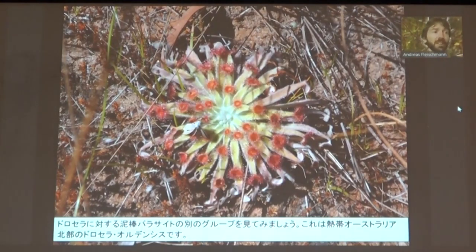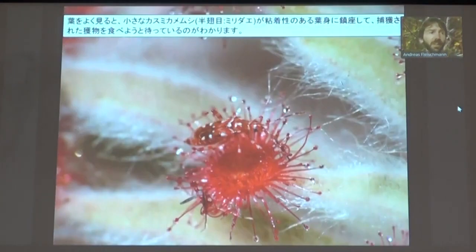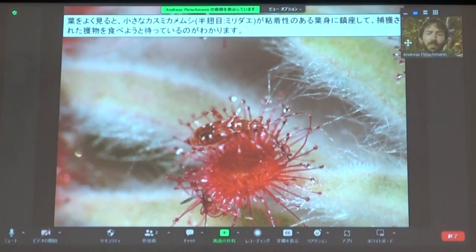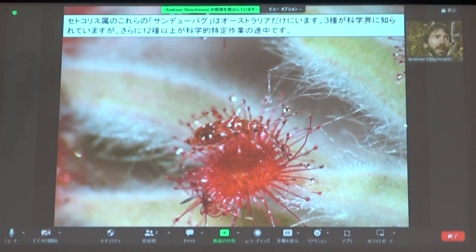Now let's come to a different group of kleptoparasites. Here you can see the beautiful Drosera ordensis from tropical northern Australia. If you have a closer look at its leaves, you can see this mirid or capsid bug sitting on the sticky lamina, on the sticky leaf, and waiting for captured prey to feed on.